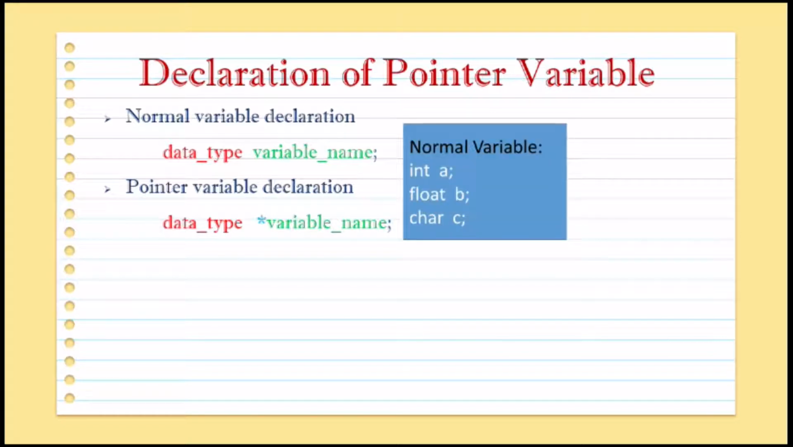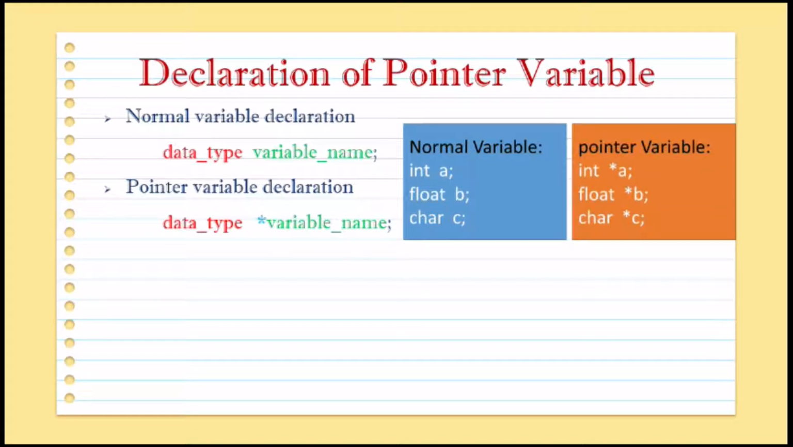So in this way we declare normal variable. To declare integer variable, we have to write int then variable name. In this case, that is a. To declare floating point variable, we have to write float then variable name. In this case, the variable name is b. To declare character variable, we have to write char then variable name. In this case, that is c.